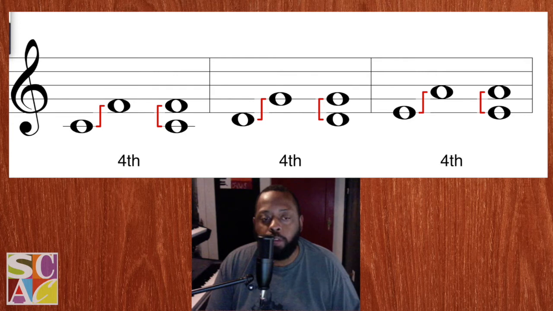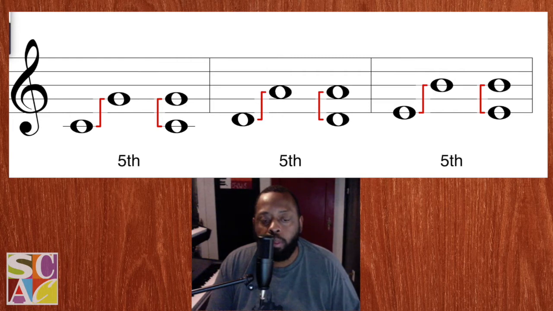Here's what a fourth interval looks like. From C to F is a fourth. From D to G is a fourth. From E to A is a fourth. And as you can see, the further we go up on the top note, the interval gets bigger. So from C to G is a fifth. From D to A is a fifth. From E to B is a fifth.